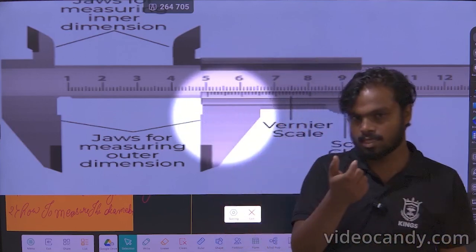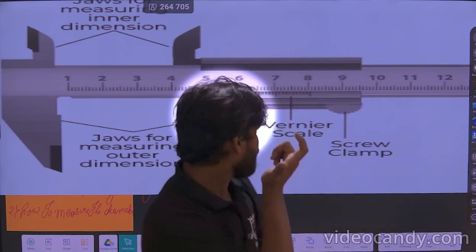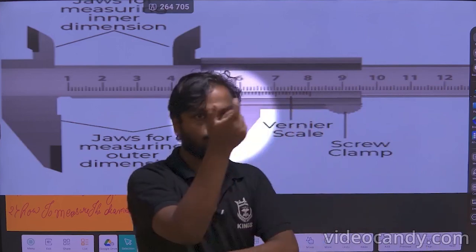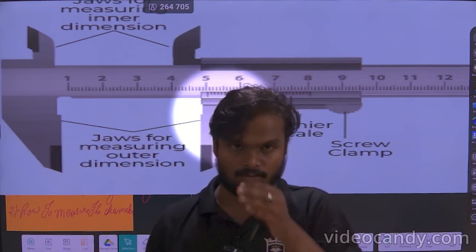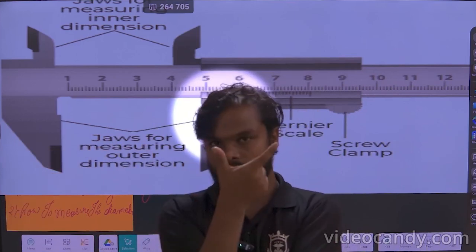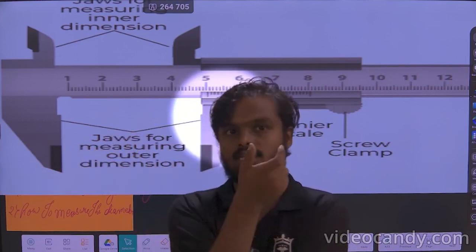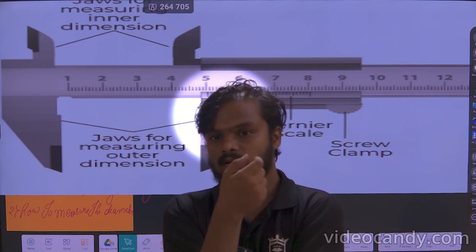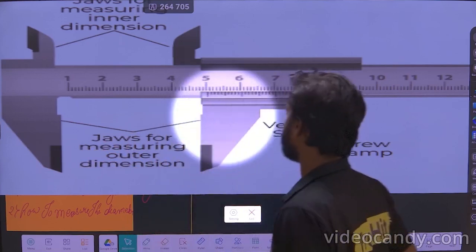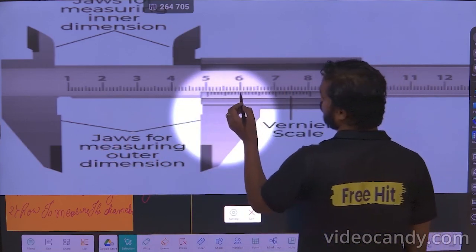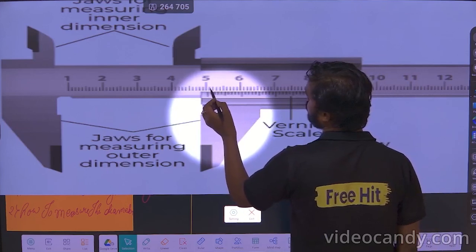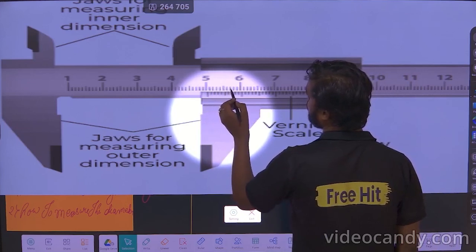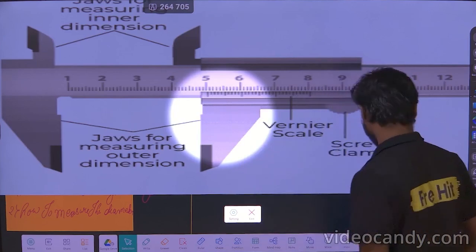Means we can say, suppose the meter scale is in centimeter. So in 1 centimeter we have basically 10 lines in the main scale. But in the vernier scale, within those 10 lines or 10 divisions, we have only 9 divisions. So I can say what, 1, 2, 3, 4, 5, 6, 7, 8, 9, 10. So what have we understood from there?